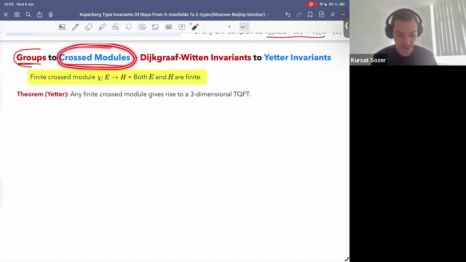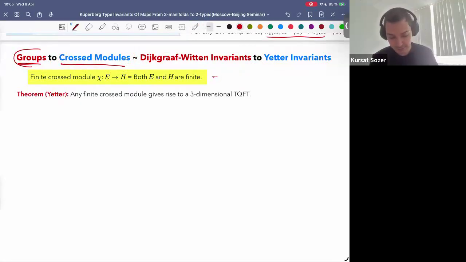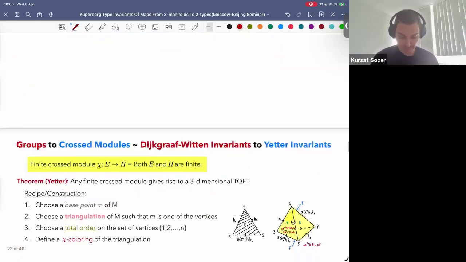From a finite crossed module, Yetter derived invariants of manifolds. So what does a finite crossed module mean? That means both groups are finite. In particular, pi 1 and pi 2 of the corresponding 2-type are finite. And Yetter's theorem is that any finite crossed module gives rise to a 3-dimensional TQFT.